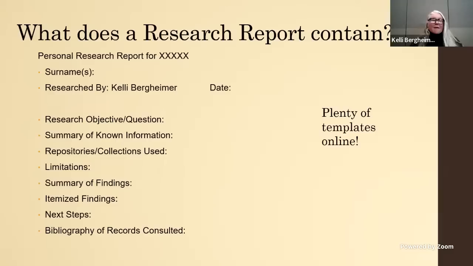I always have a next step section. Even if I find the answer to what I'm looking for, I generally try to come up with some next recommendations or next steps. So maybe I found that marriage record I was looking for. Maybe I want to find the birth and marriage records of all of their children. So I've expanded and I've come up with new things to do in the research report. And of course, I keep track of my citations and where I've found things.